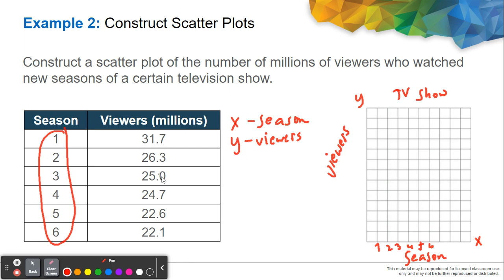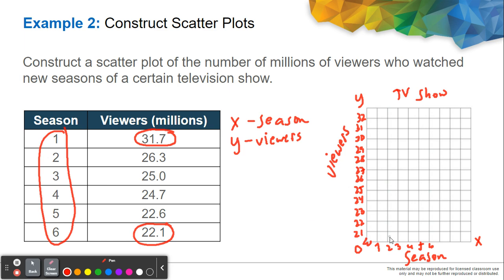And then for our viewers, as you can see here, our smallest number is 22.1 and the biggest is 31.7. So we can have a range of 21 to 32, which will include all our data here. We use this one since we're not going to start at 0. That one represents all the numbers that we have skipped for y. So we start with 21. So label your y-axis. So we can have this one, 30, 31, and 32. Okay, and now let's plot our data.